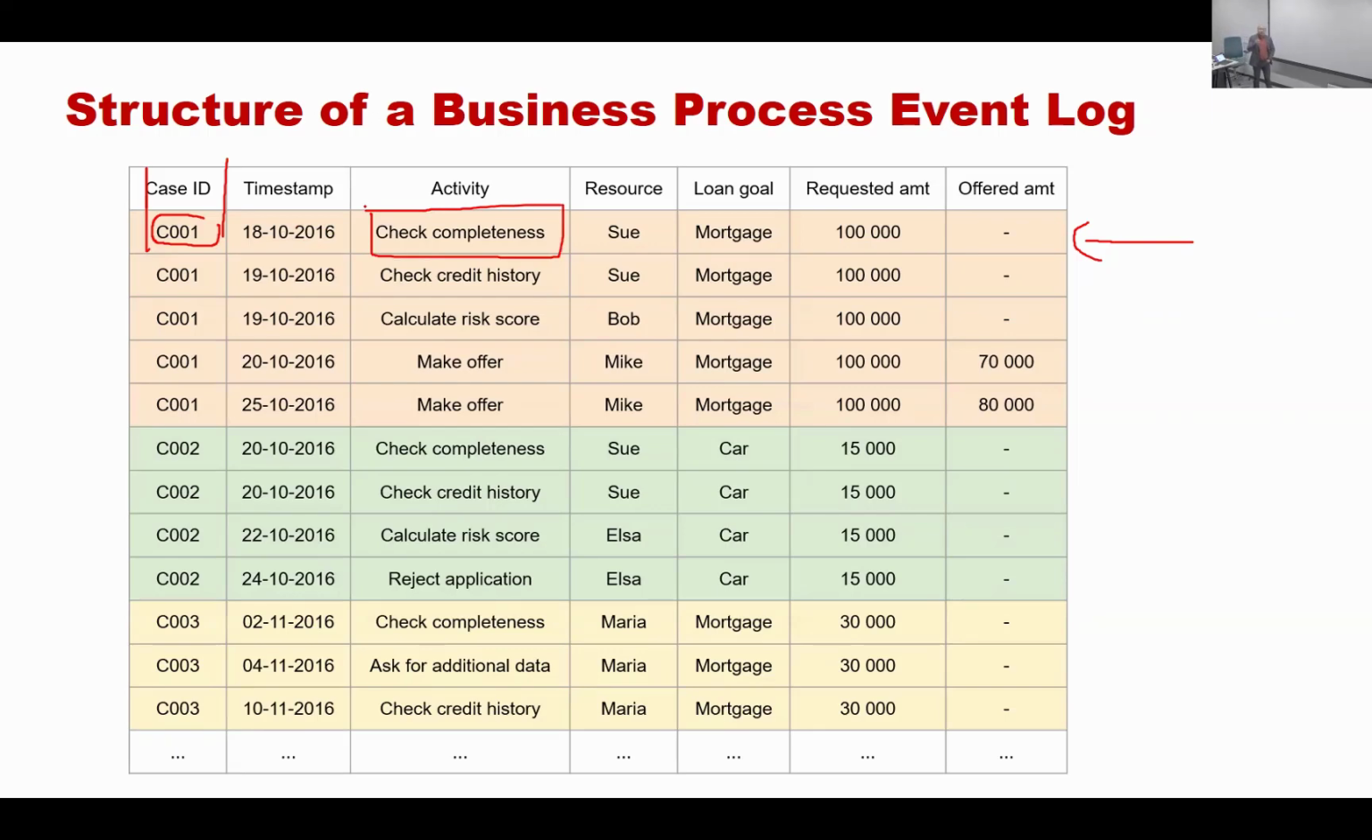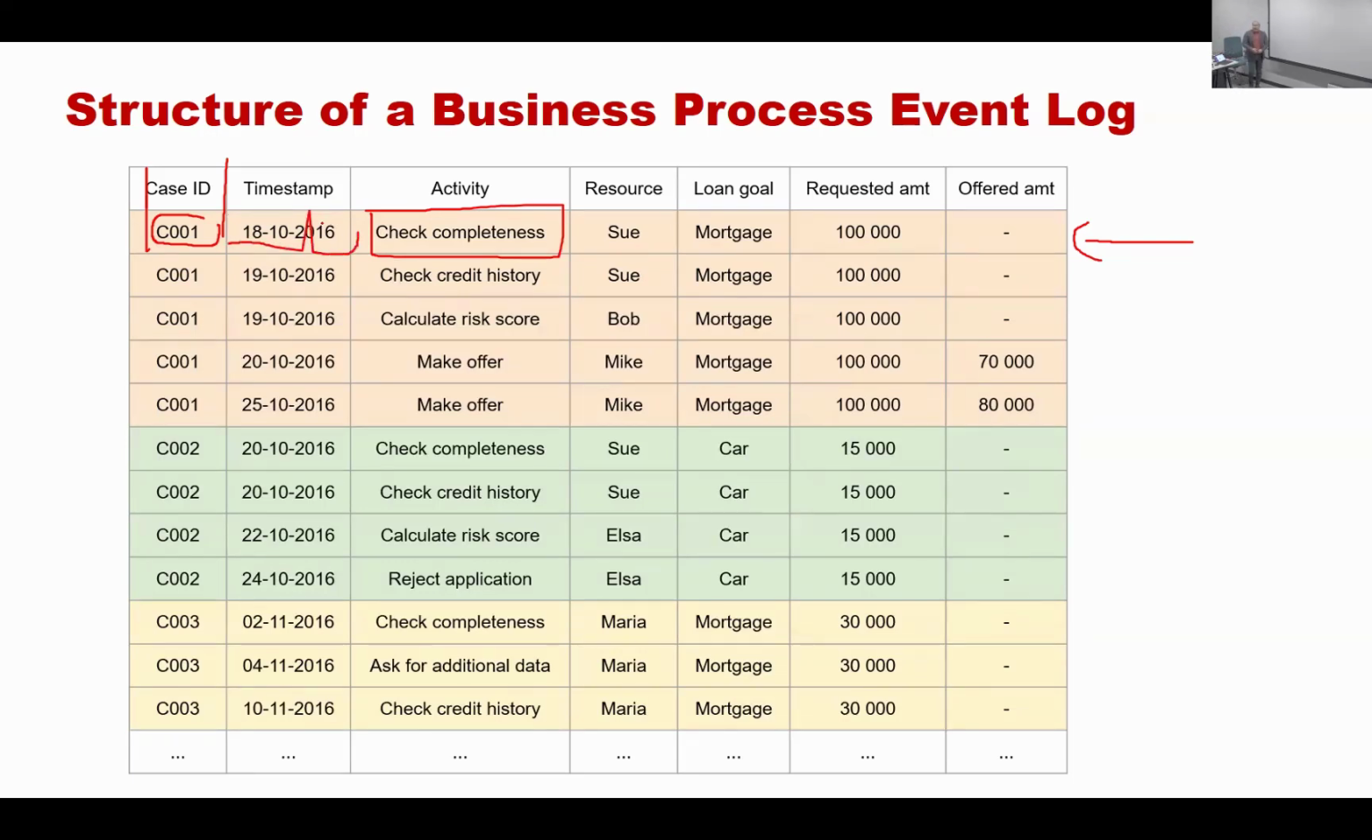For example, the first row in this data frame shows us that a clerk at the bank checked the completeness of a loan application to see if any documents are missing, if the correct documents were attached, if all the required information was filled in. That event, where a clerk finished executing the check completeness task, happened at a given point in time. So every event has a timestamp.